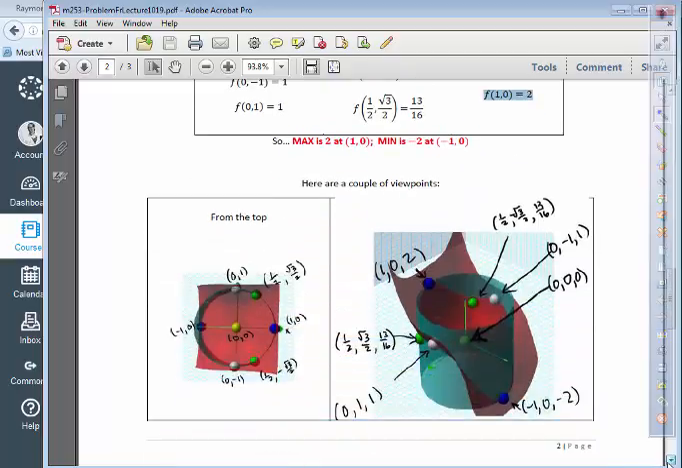And here's a viewpoint from the top and a viewpoint from another angle where we can identify all those different points and where they are. So I suggest to really take a good look at this and see how this is working out.